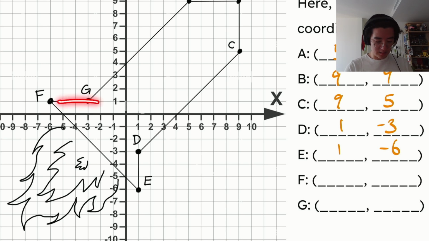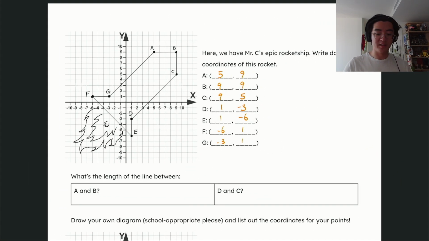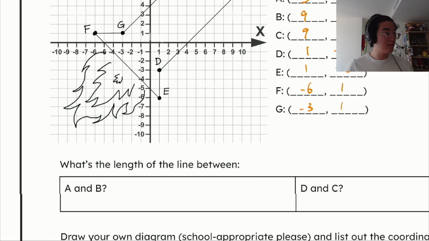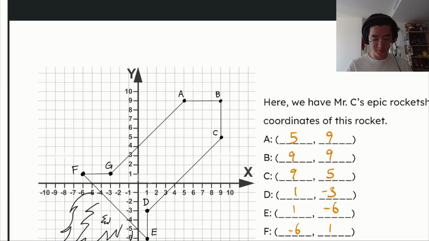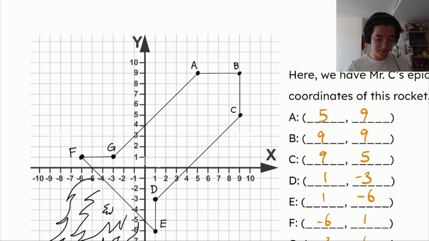F, -6 for the x and +1 for the y. And G, -3 and +1. Yeah, that's it. Just going backwards. And of course, we can count the number of squares between them. What's the distance between A and B? Between A and B, we have 1, 2, 3, 4. 4 blocks, or 4 squares.